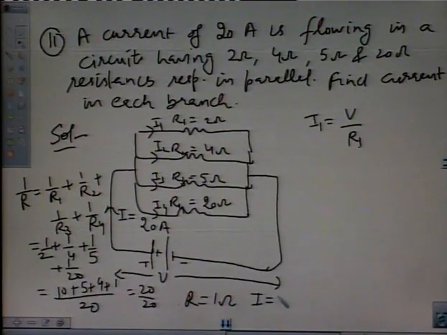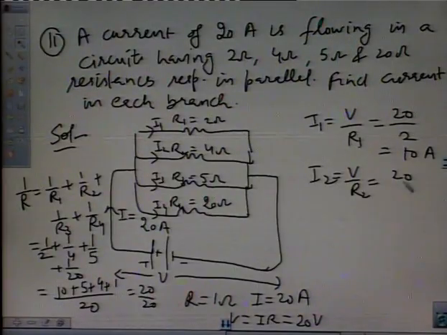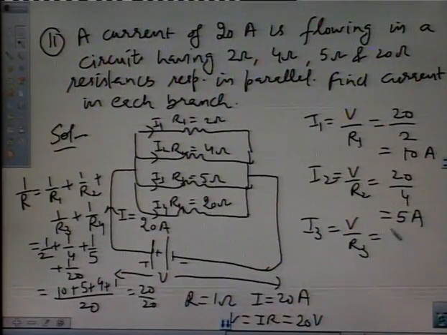Now the current is 20 ampere. So the voltage V is equal to I into R. This is 20 volt. So this value of voltage can be put into this expression, 20 upon 2. The value of resistance R1 is 2. So this comes out to be equal to 10 ampere. Then I2 is equal to V upon R2. This is 20 upon 4. This is 5 ampere. Then I3 is equal to V upon R3. This comes out to be equal to 20 upon 5, which is 4 ampere.